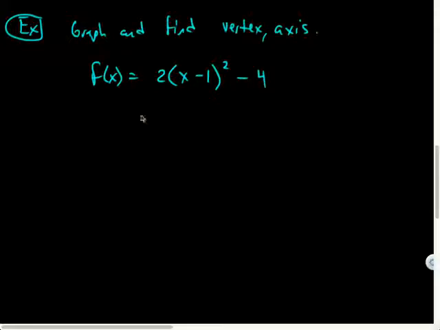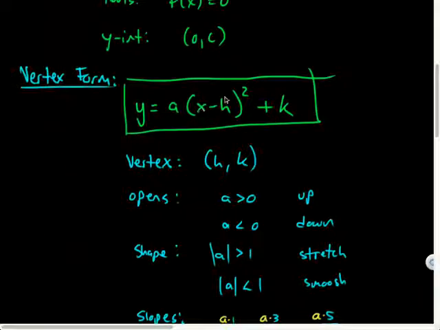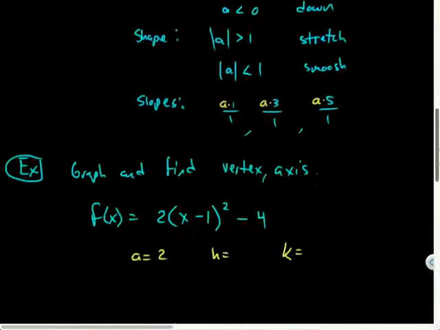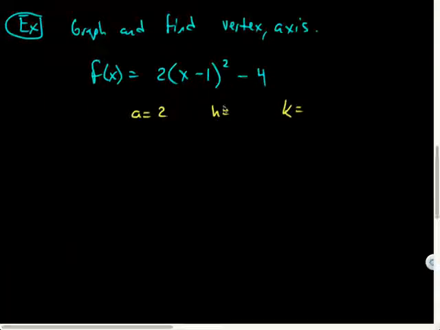So looking at this, could you tell me what a, h, and k are? a is 2. Yeah? h is negative. Wow, no. Notice that it's x minus 1. So h is going to be the opposite of that, which is a classic right there. And then k is negative 4. So k does keep the sign there.